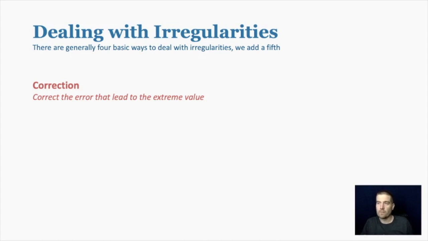One of those is called correction. This is just go in and correct the error that led to the extreme value. Sometimes an extreme point is extreme just because we put in the data wrong or in some way it is not actually measured correctly. When that's the case, we simply just fix the error.